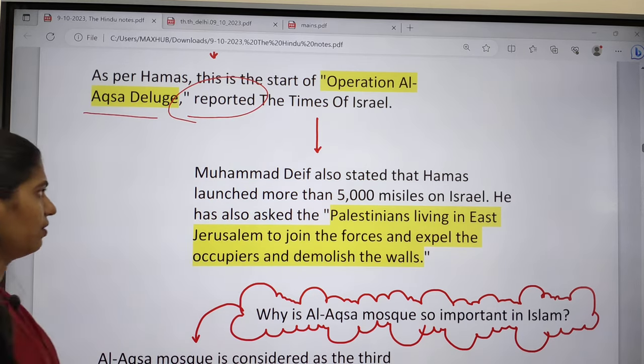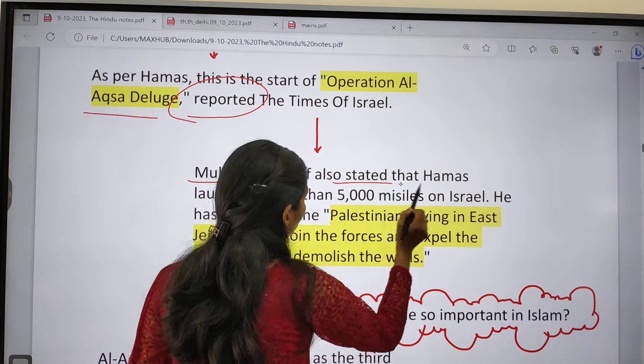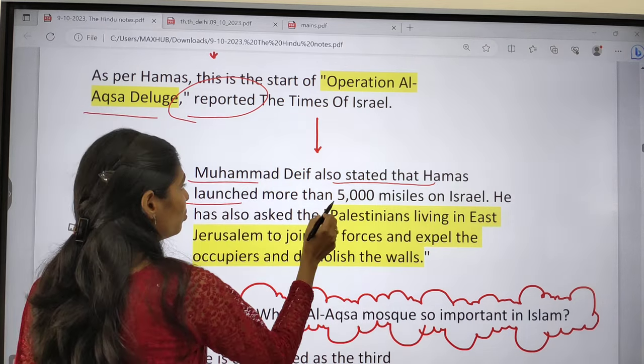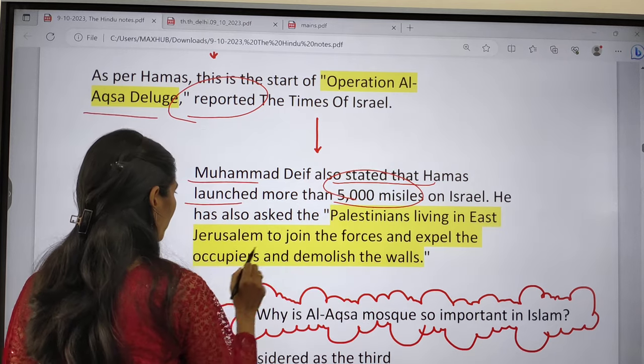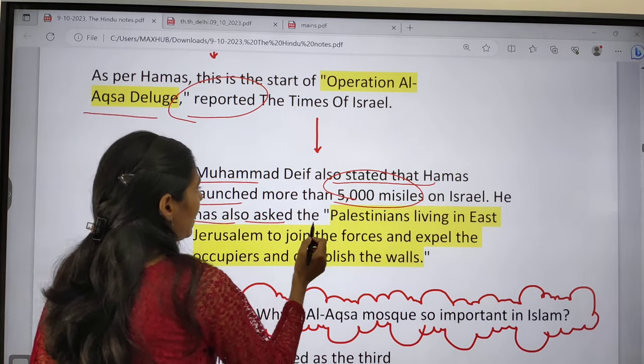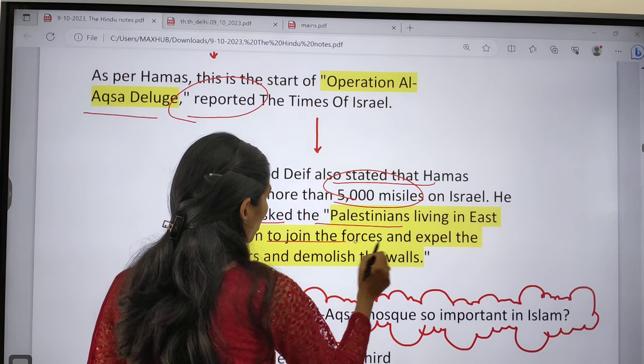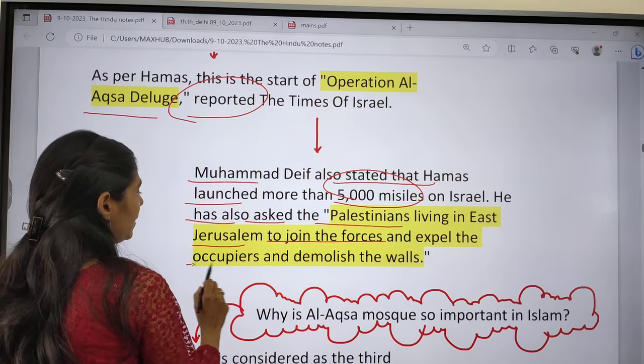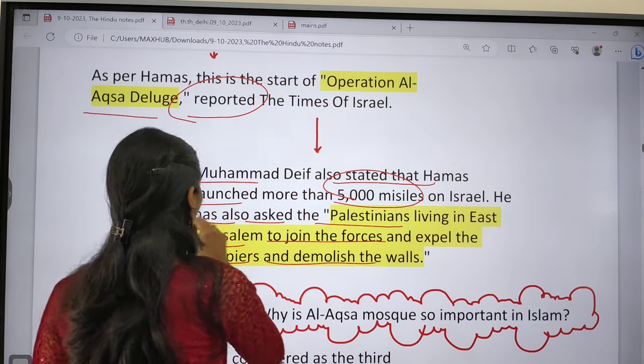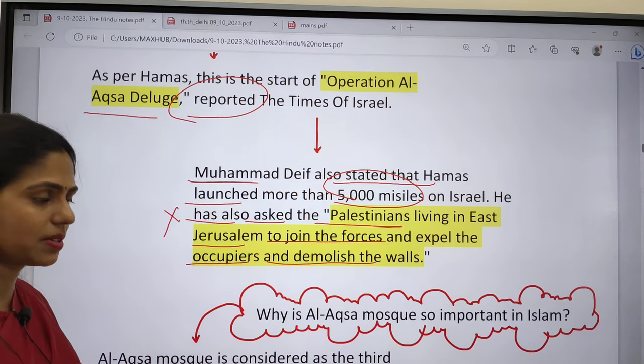And actually, the military chief, Mohammed Deif, also stated that Hamas launched more than 5,000 missiles on Israel. He has also asked the Palestinians living in East Jerusalem to join these forces, to expel the occupiers and demolish the walls. But here the people had not accepted.